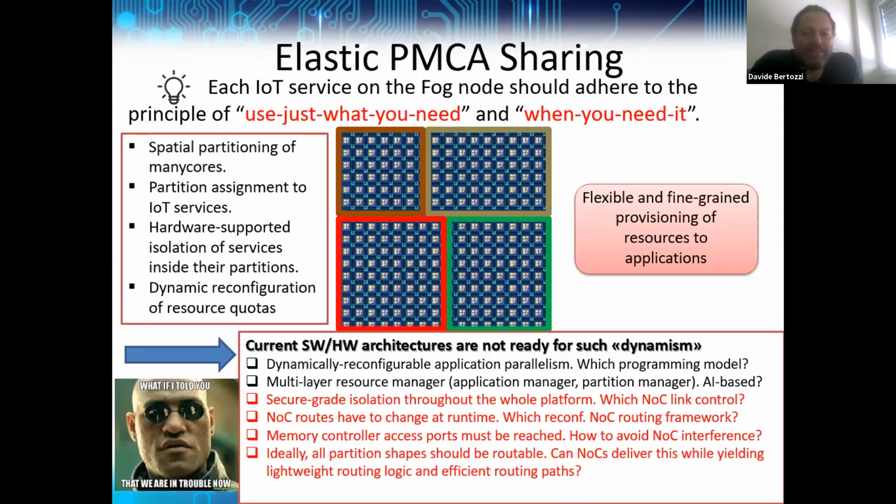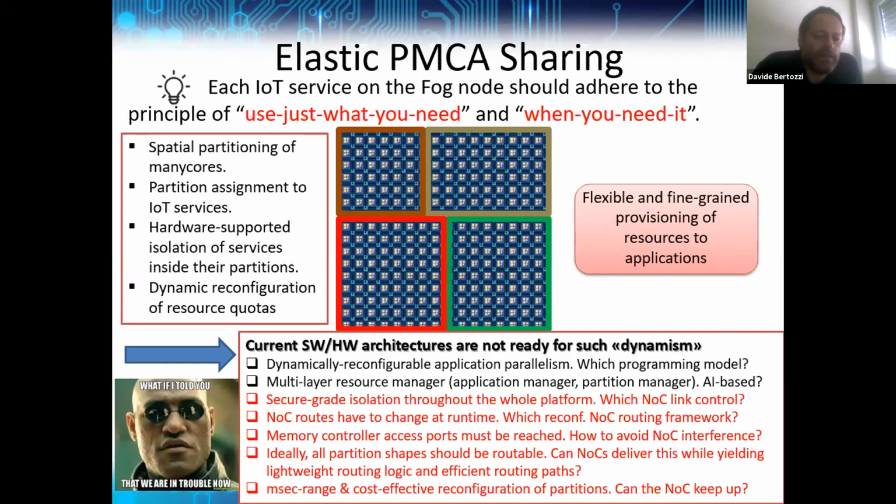Ideally, all partition shapes should be routable to give you maximum flexibility. So you may want to have the flexibility to allocate arbitrary partition shapes. But now the point is that for networks on chip, it's not trivial to support arbitrary partition shapes while keeping the routing logic lightweight and keeping the routing paths efficient, that is, keeping to pursue minimal path routing. So the more flexibility that you enable, you will see, the higher the constraints that you're placing on the routing computation logic, and on the efficiency of your routing paths.